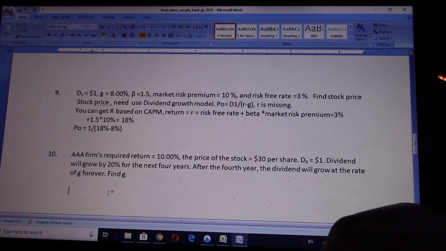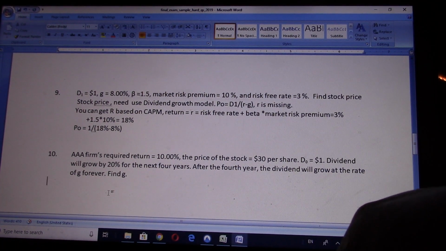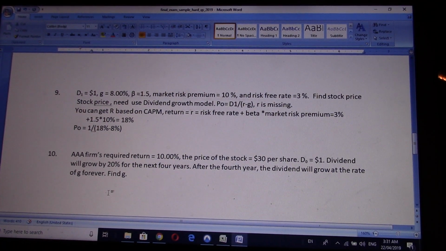I'll write down the math equations. If you can follow me, please do. Okay, so the stock price is $30 per share. Dividend 0 is 1. Let's just assume we don't know G. Let's just carry G into our equation and write down the math equation for stock price.